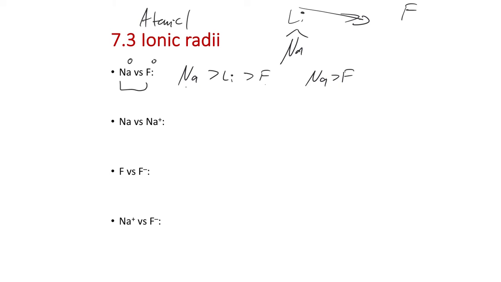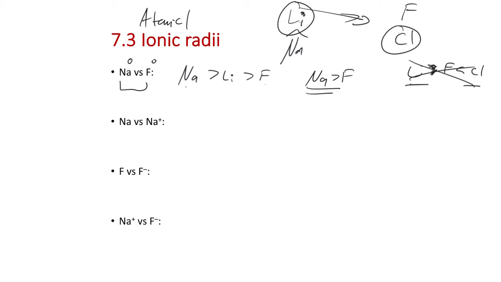We mentioned in class that sometimes we could give you elements that are hard to compare. Like if we said lithium versus chlorine, which one's bigger? That trend's going to be probably impossible to know because lithium is bigger than F, but F is smaller than chlorine. So is lithium or chlorine bigger? Who knows? We can't really compare easily. So some elements we can't compare just based on where they're at on the periodic table. But sodium and fluorine we can compare and know for sure sodium is bigger than fluorine.